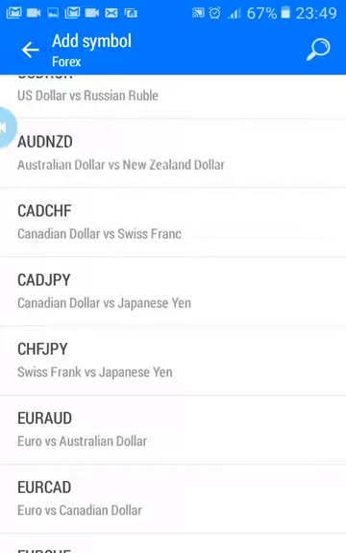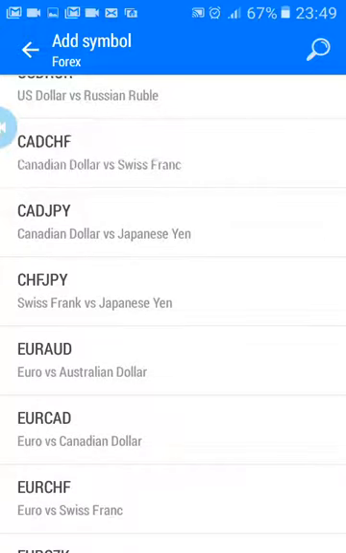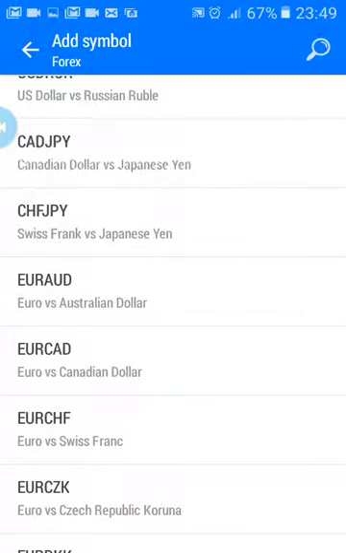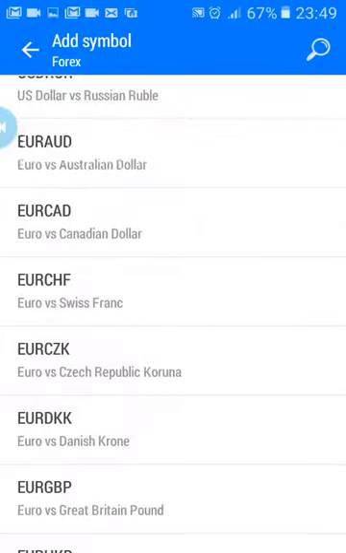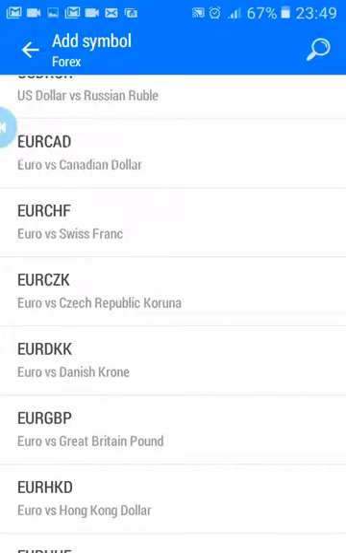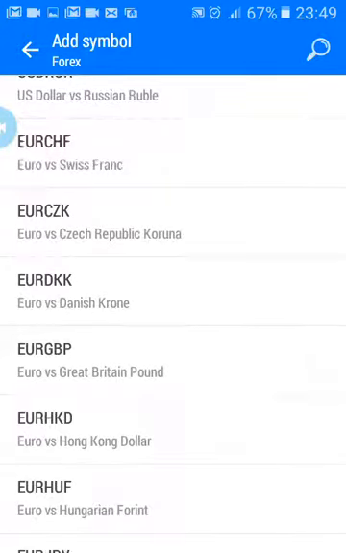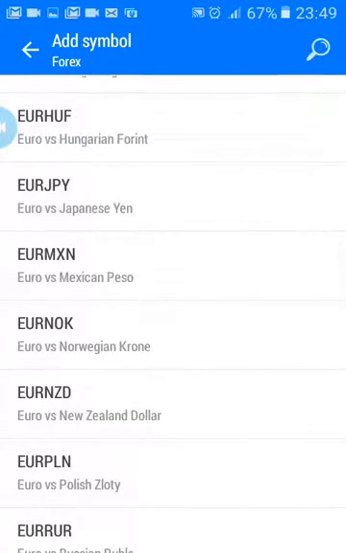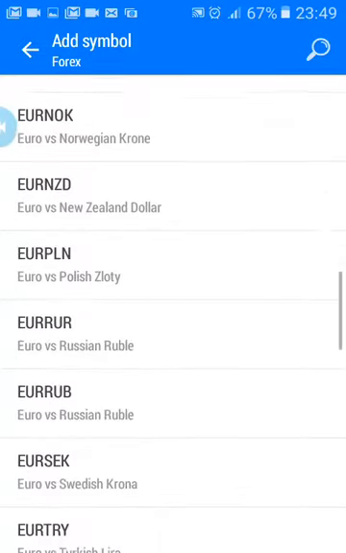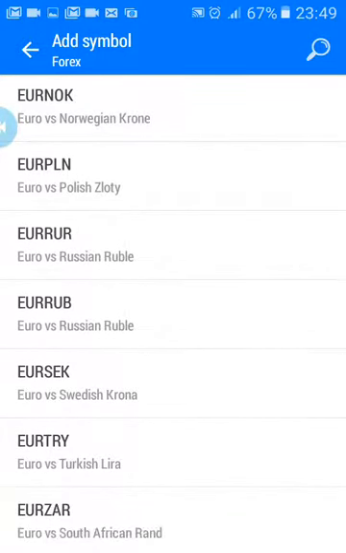Australian dollar and the New Zealand dollar, I press it. Canadian dollar versus the Swiss franc, added. Canadian dollar versus the Japanese yen, added. The Swiss franc versus the Japanese yen, I want this one. Euro versus the Australian dollar, I press it. Euro versus the Canadian dollar, I'm adding it. And the Euro versus the CHF, also press it, and it's added on that list. And then you move again, looking for the currencies that you want to trade. Euro versus the Japanese yen, added. Euro versus the New Zealand dollar, added.